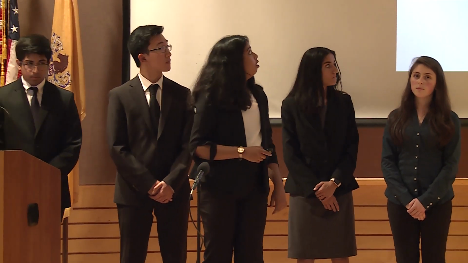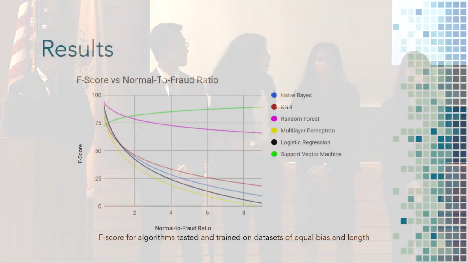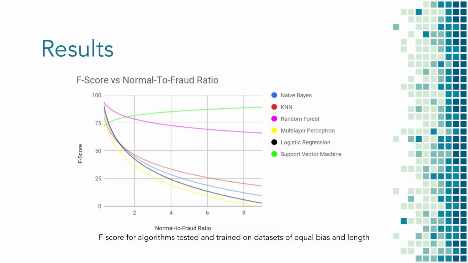Okay, so now we're going to talk a little bit about our results. This graph represents the F-score versus normal to fraud ratio when the training set and the testing set both have the same ratio. So for example, the training set and the testing set both have 50-50 fraudulent to non-fraudulent ratio, or 1-to-1 fraudulent to non-fraudulent ratio.